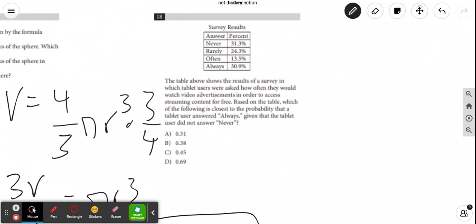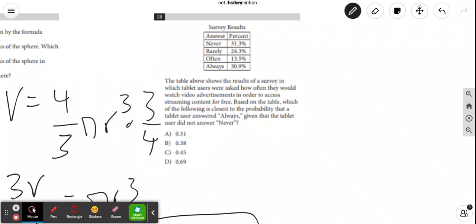The table above shows the results of a survey in which tablet users were asked how often they would watch video advertisements in order to access streaming content for free. Based on the table, which of the following is closest to the probability that a tablet user answered always, given that the tablet user did not answer never? Okay, here's how I would go about this. I would assign a sample survey size.